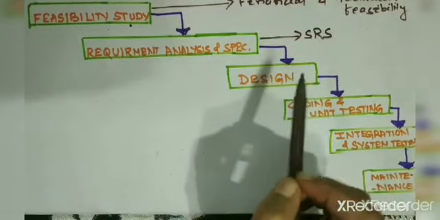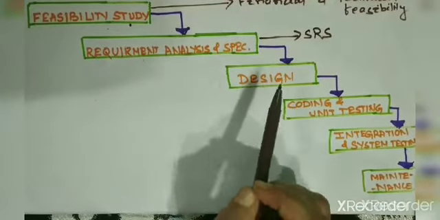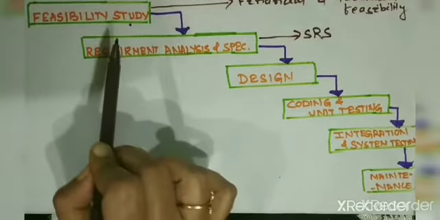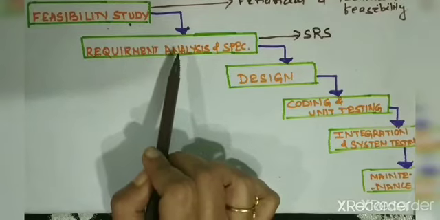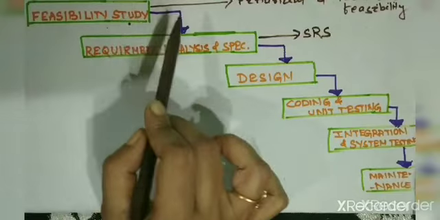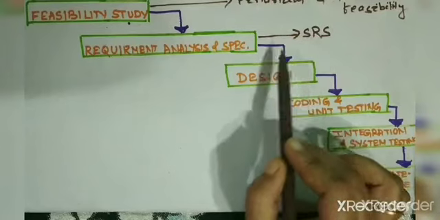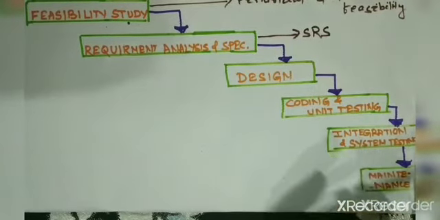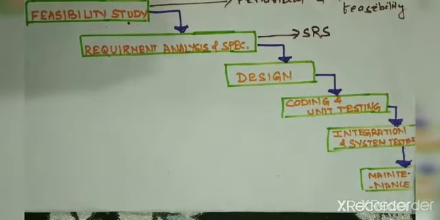Because in the waterfall model, we know that each phase is first completed, then it goes to the next phase. Always the previous phase will be completed, then it will go to the next phase. So after completion of SRS, it comes to the design phase. In the design phase, there are 2 approaches, the traditional approach and the object-oriented approach. So the developer can design the document in either approach.